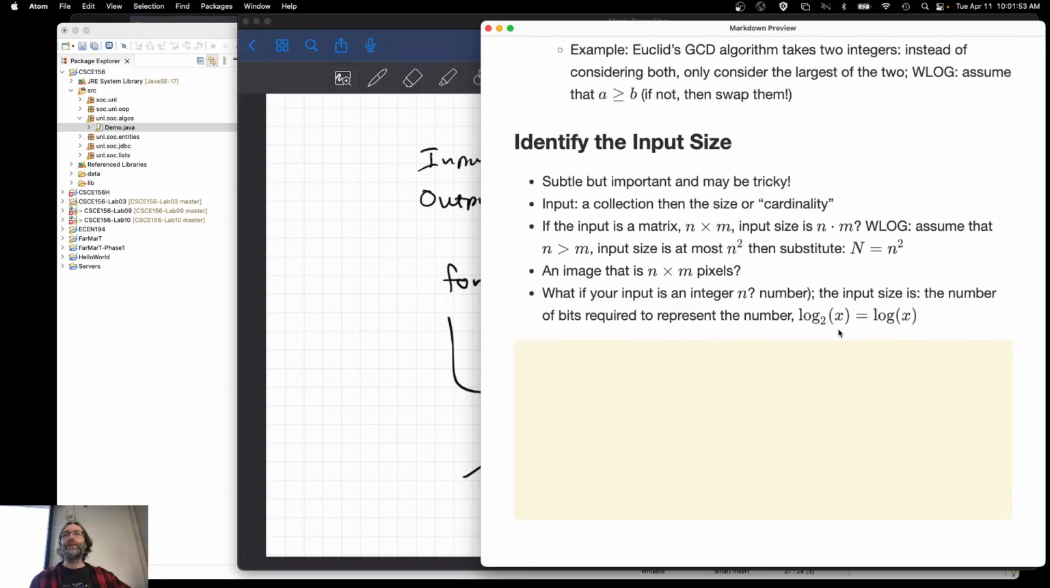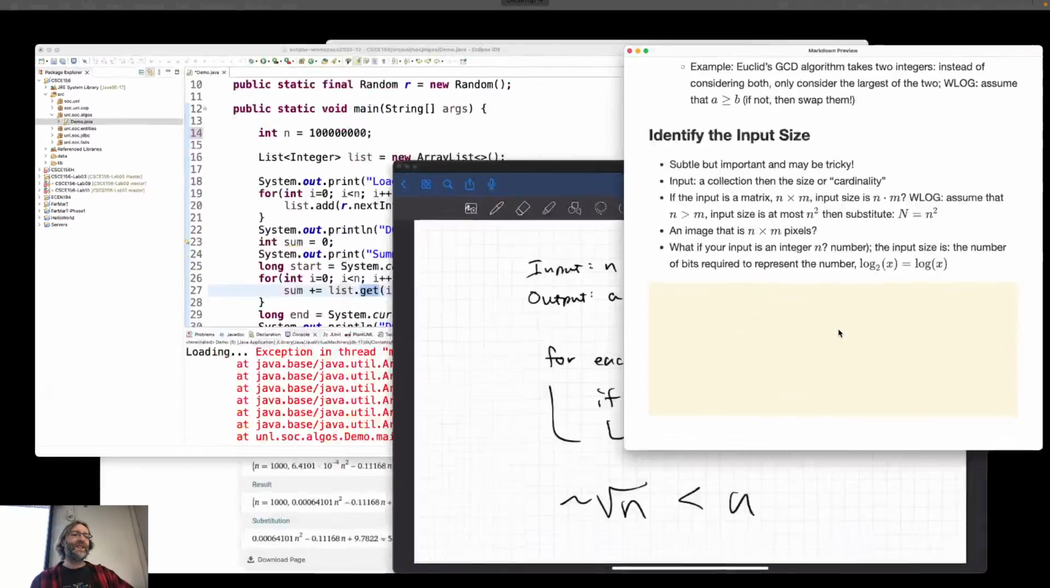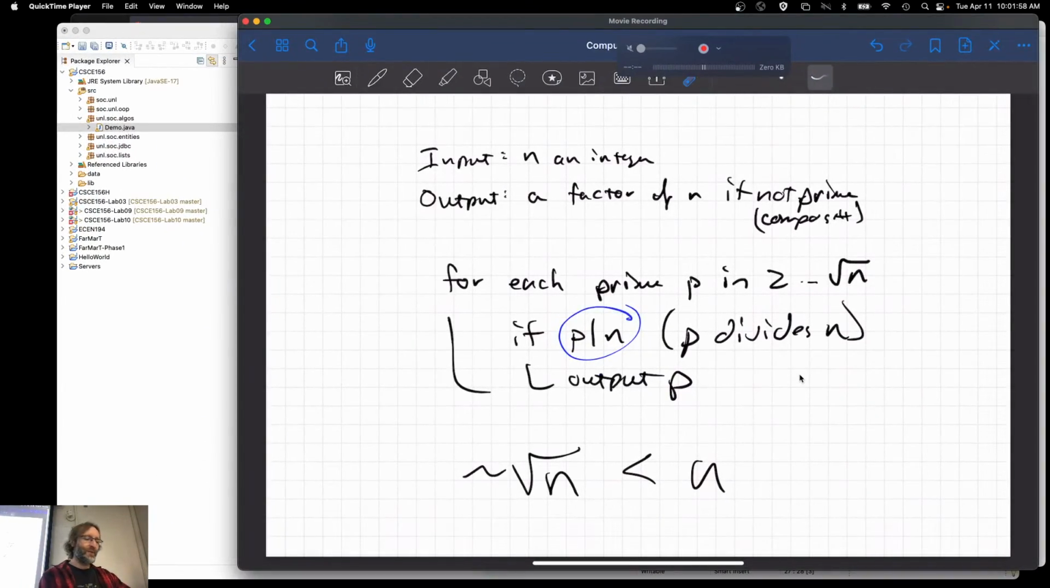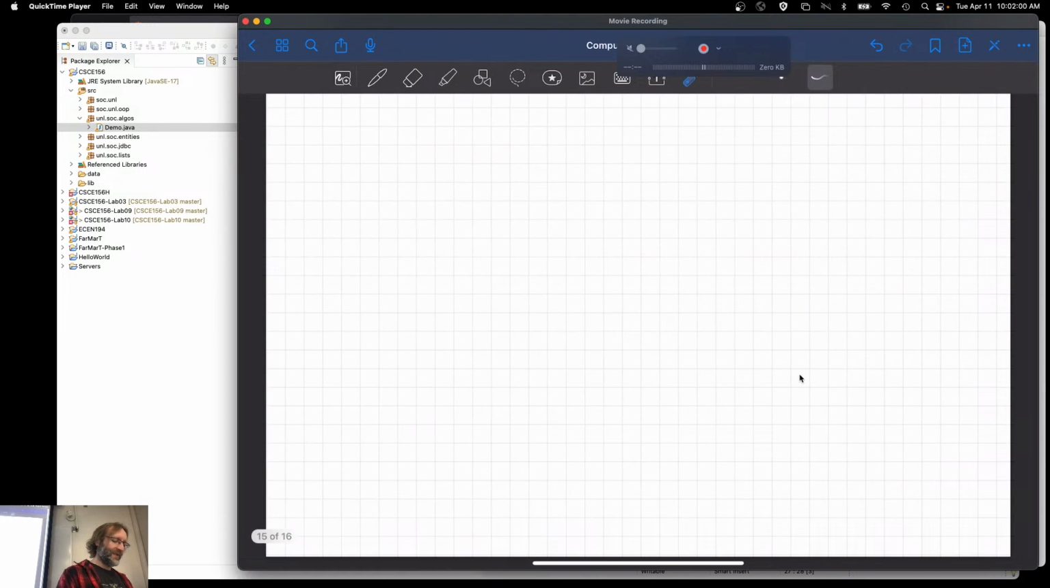And by the way, we're self-respecting computer scientists. All of our logs are base 2. Since when? Since now, because we're computer scientists. When we write log of n, the implicit base here is 2, because everything is binary. Does it really matter?